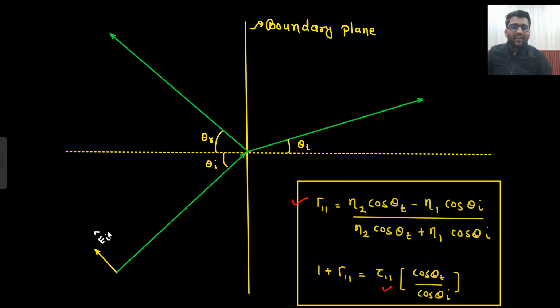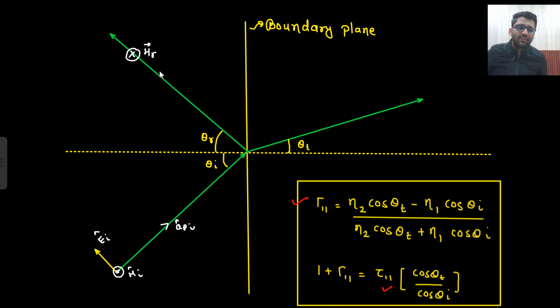So where will my magnetic field be? E cross H should give me the direction of propagation. Basically, this is my direction of propagation. So where will my magnetic field be? E cross H should be towards me. So this is my incident magnetic field. Now, if this is my reflection coefficient, I have assumed that this is the direction of my reflected magnetic field.